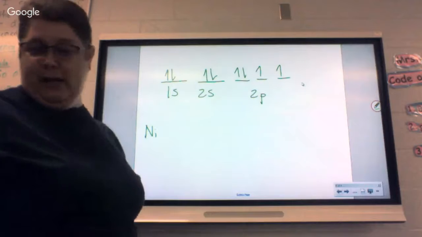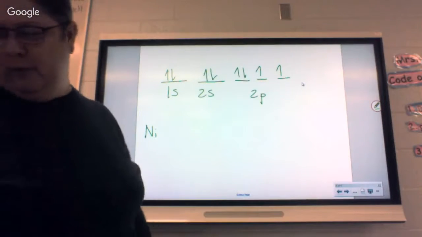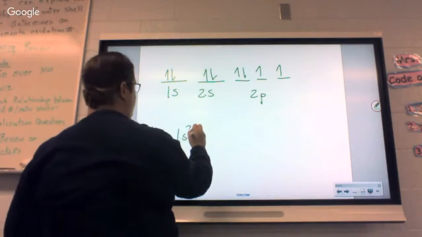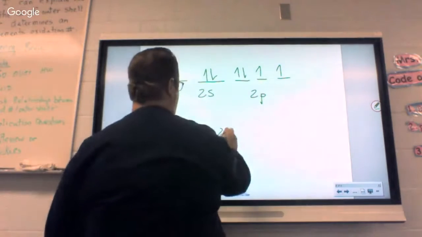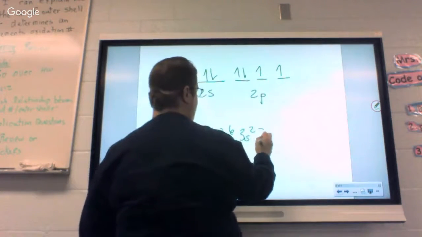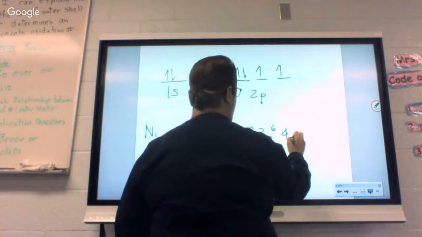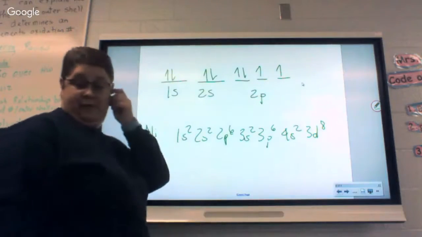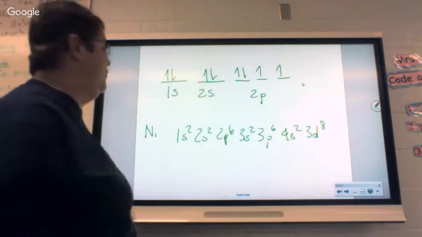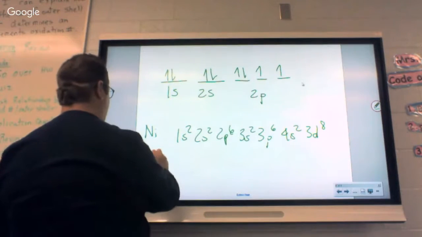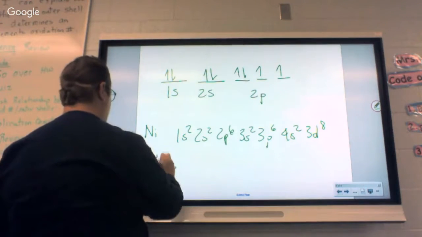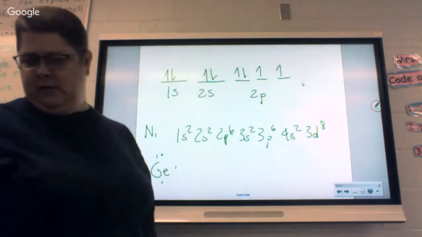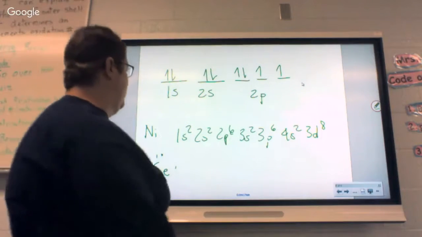All right, so nickel has, what do we got? 1S2, 2S2, 2P6, 3S2, 3P6, 4S2, and 3D8 ought to give me 28, right? All right, and what do we have after that? A dot diagram for Ge. 2, 1, and 1. And then the last 2 for homework were osmium.